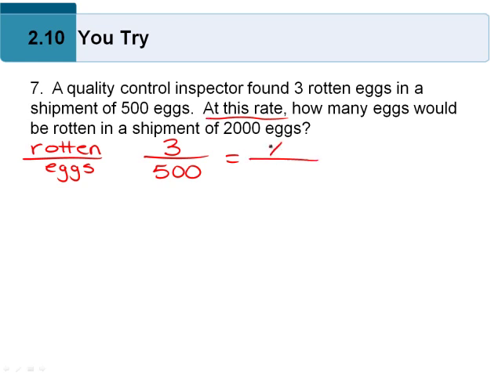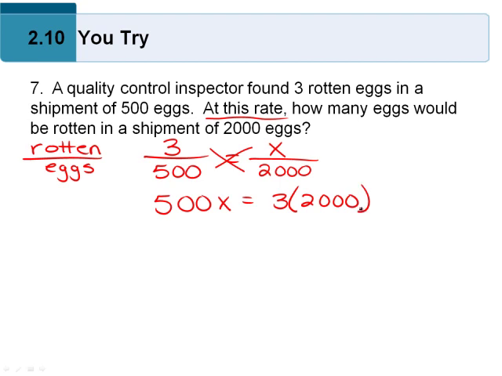All right, at this rate, how many eggs would be rotten? Well, we don't know. So the x is on top. In a shipment of 2,000 eggs. That's a bunch of omelets. All right, so we cross multiply. And we have 500x equals 3 times 2,000. That I can do without a calculator. Yay me. That's 6,000 equals 500x.